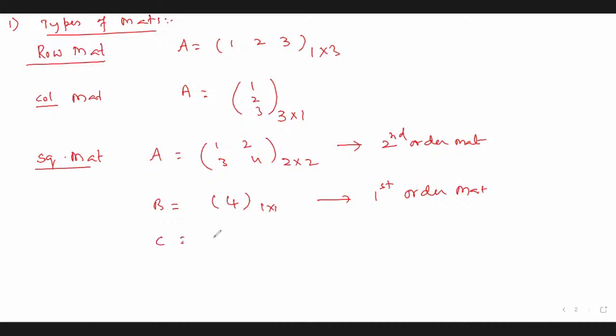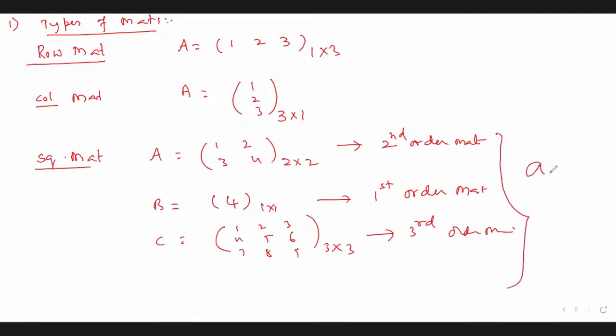Now, capital C is equal to, let me consider 1, 2, 3, 4, 5, 6, 7, 8, 9. This is called a 3 by 3 matrix, which is also called a third order matrix, right? Now, you can represent these three with only one form, Aij of m by n, where m is equal to n. This is important. If m is equal to n, it is called a square matrix.